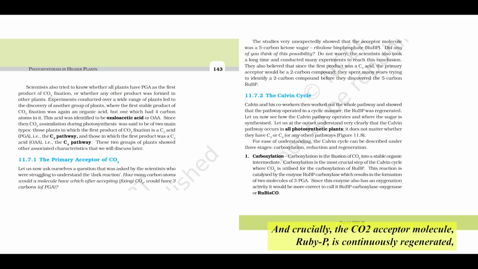a cyclic manner. And crucially, the CO2 acceptor molecule, RuBP, is continuously regenerated, allowing the cycle to turn again and again, fixing more CO2. This complete pathway is now universally known as the Calvin cycle, or sometimes the Calvin-Benson cycle, or the C3 pathway. And here's a vital point for your exams, a really key concept.